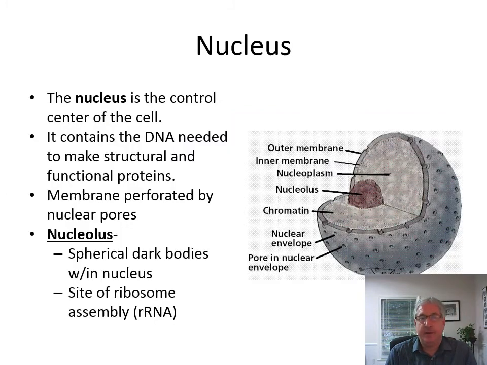Next slide. Nucleus, the control center of the cell, contains the DNA to make structural and functional proteins. It has the whole blueprint for you, and every cell in your body has the same DNA except for your matured eggs or sperm, depending on whether you're female or male, respectively.